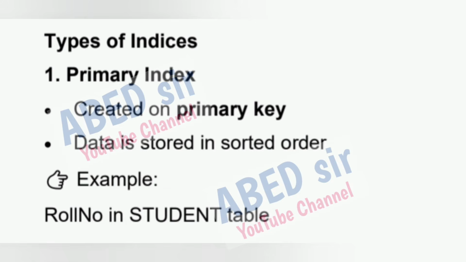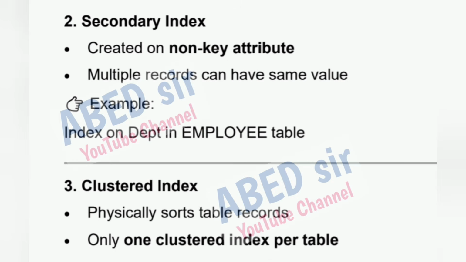Roll no in student table. 2. Secondary index. Created on non-key attribute. Multiple records can have same value. Example. Index on depth in employee table.